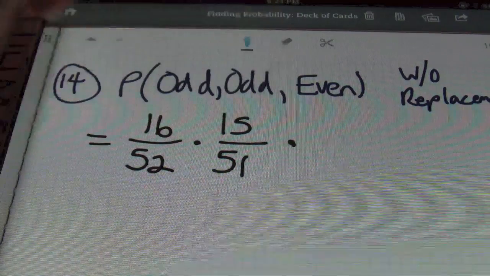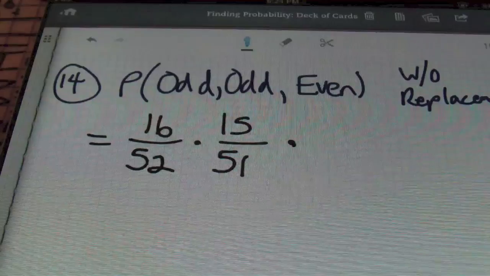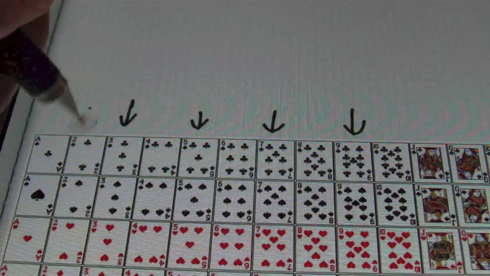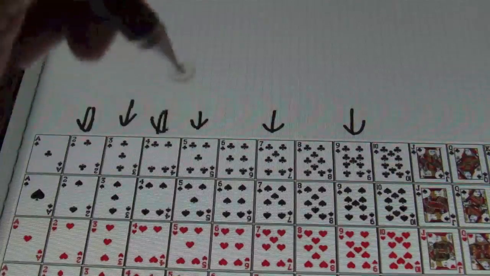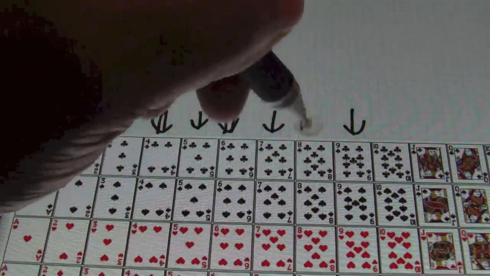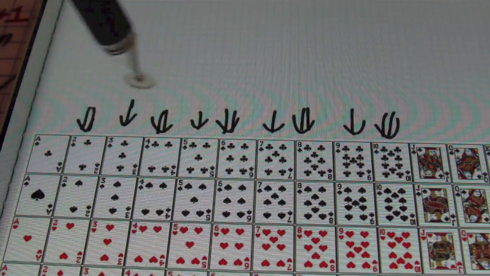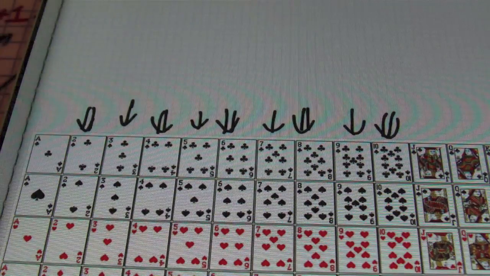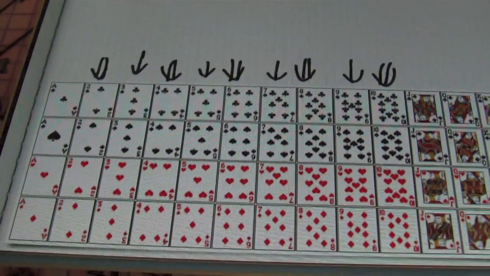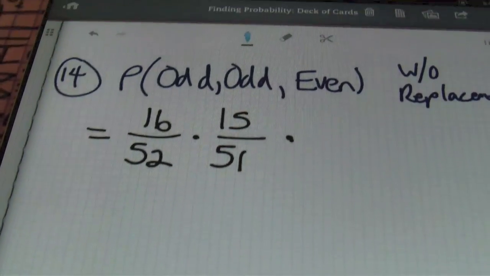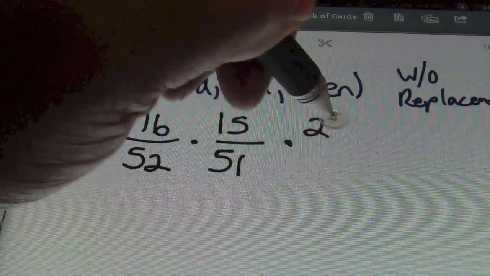The next card, that last card, needs to be an even number. Well, where are our even numbers at? We'll have even numbers here, here, here, and also here. So that means that we have even numbers at 2, 4, 6, 8, and 10, times the 4 suits that you have. That 5 times 4 gives me a total amount of 20 even card numbers. So that'll be 20.